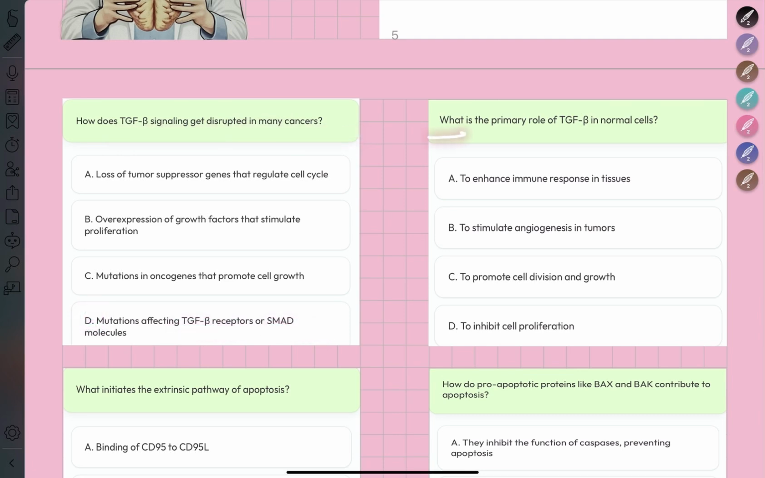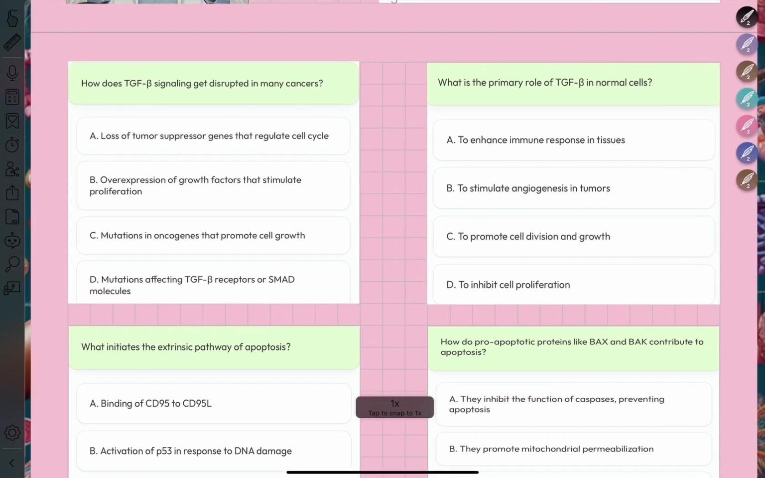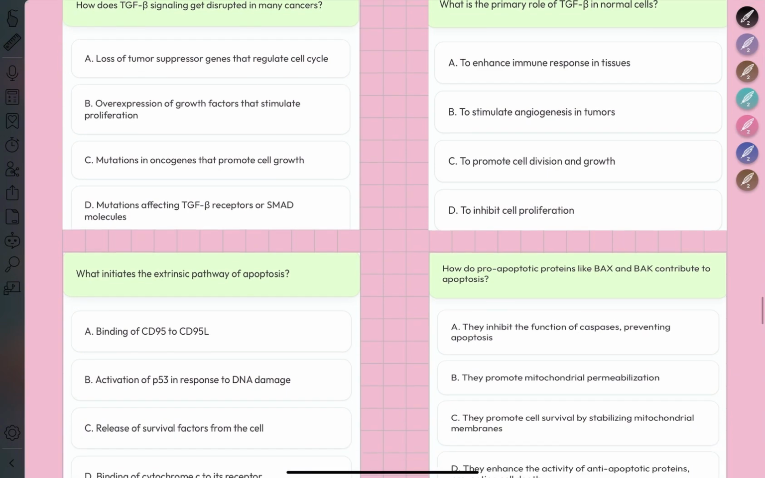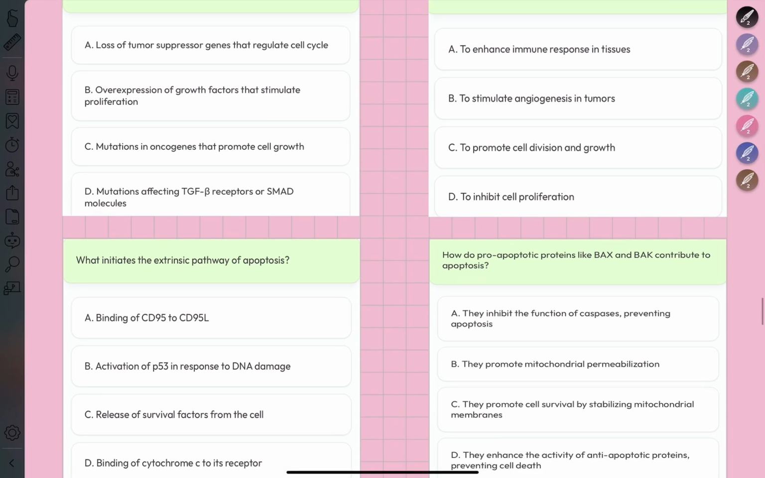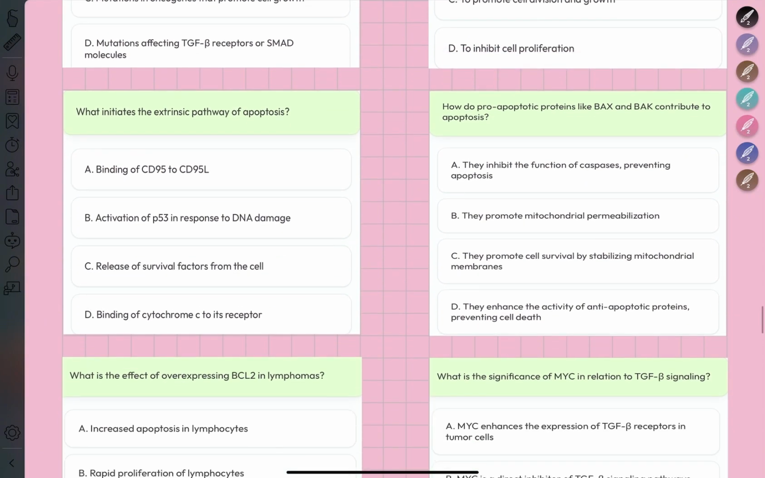What is the primary role of the transforming growth factor beta in normal cells? It is to inhibit cellular proliferation. Obviously, this question is kind of not that good due to the answer of immune response; it has to do with immune response. Anyways, just focus on the part that's needed from us: to inhibit cellular proliferation. What initiates the extrinsic pathway of apoptosis? The binding of the receptor CD95 to its ligand, CD95L.